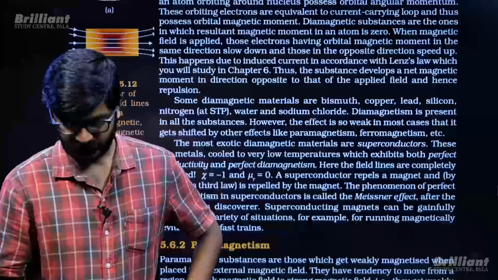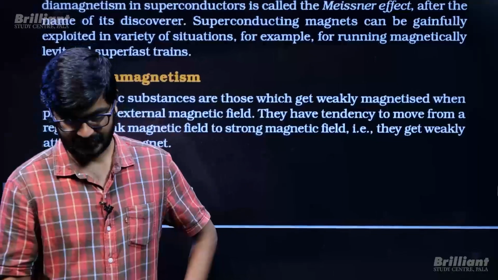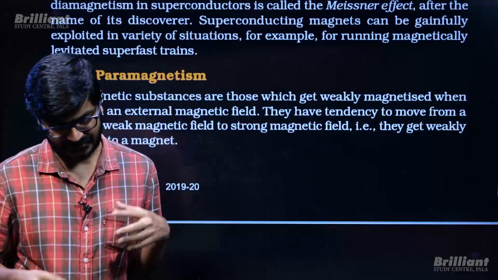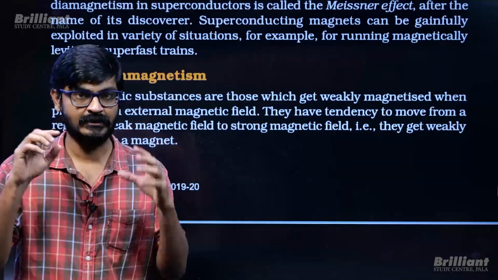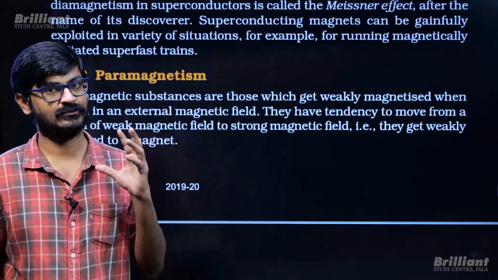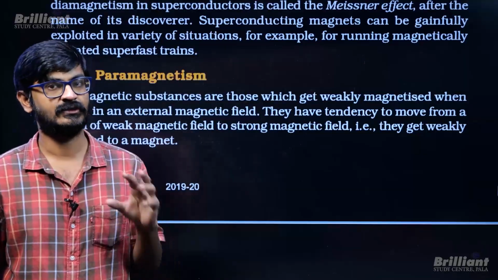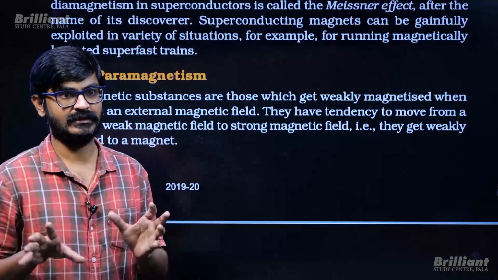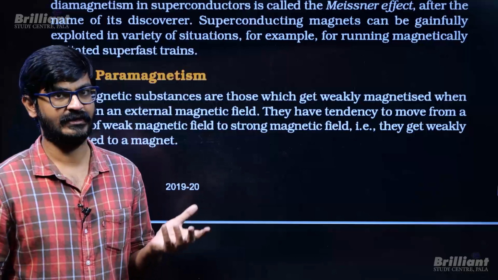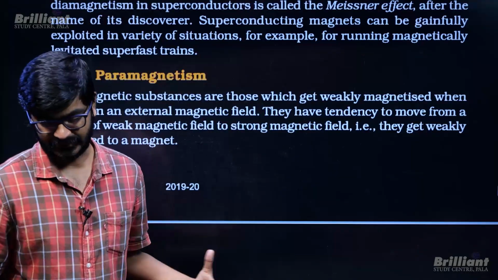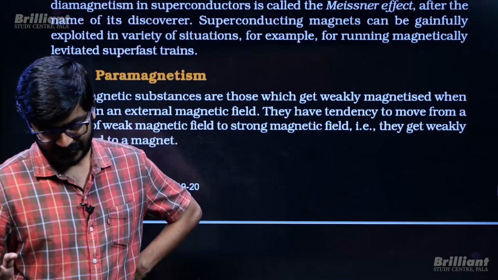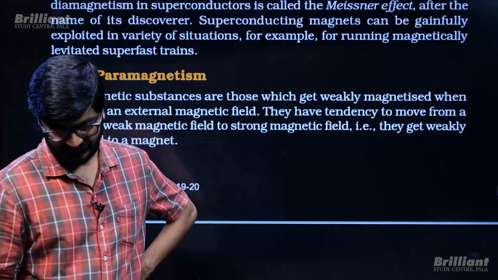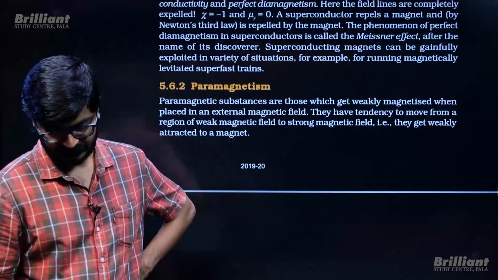Then we will be going to the other kind of materials, paramagnetic materials. Paramagnetic substances are those which get weakly magnetized when placed in an external magnetic field. Now look here, diamagnetism is going to be there, but its effect is going to be small, so we are not going to discuss that, but we are going to discuss the majority effect which is supportive in nature. Diamagnetism is opposing in nature, right? They have the tendency to move from a region of weak magnetic field to strong magnetic field. They get weakly attracted to a magnet.